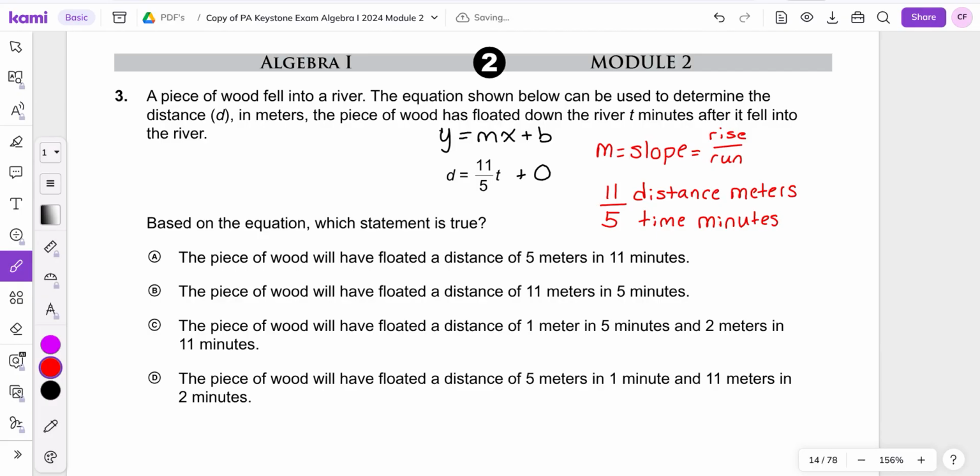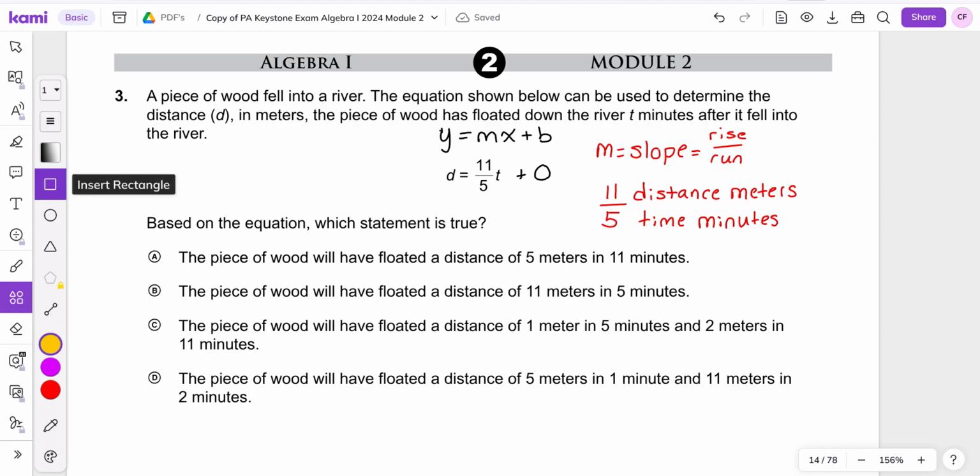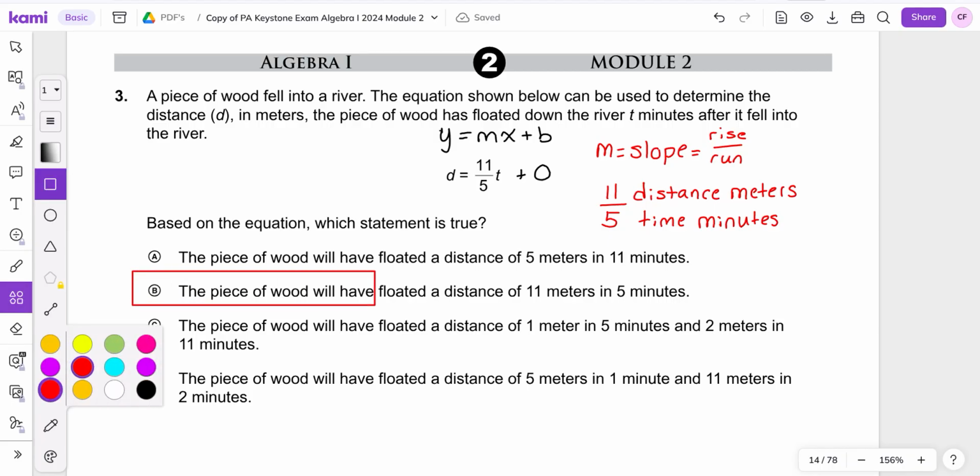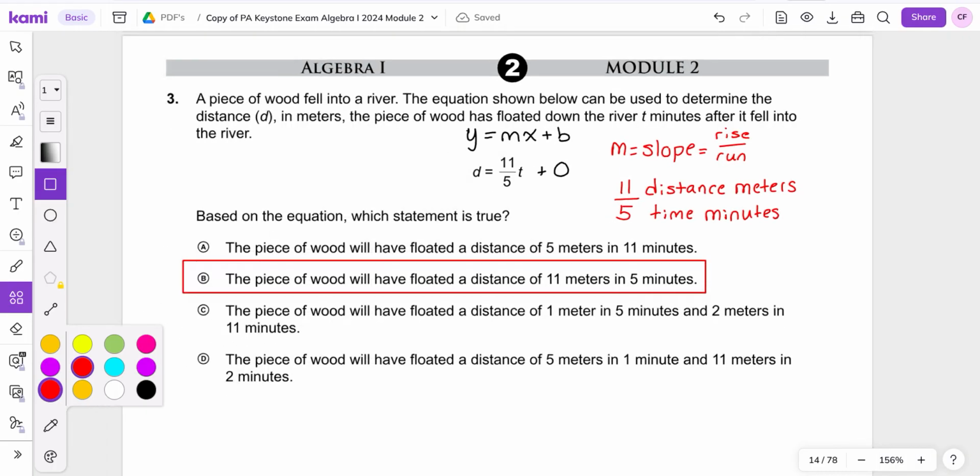So option A says the piece of wood will have floated a distance of 5 meters in 11 minutes. Well, right there, our units are out of order. Part B states the piece of wood will have floated a distance of 11 in 5 minutes. That's the one that we want right there. So the answer there, multiple choice option B.